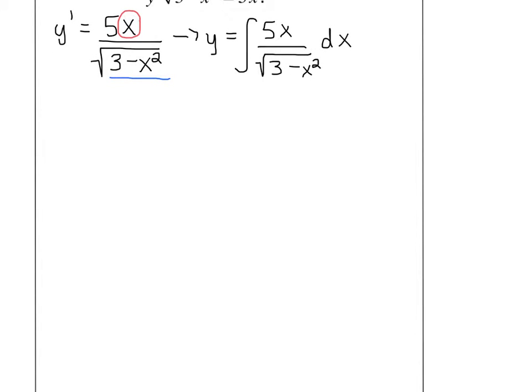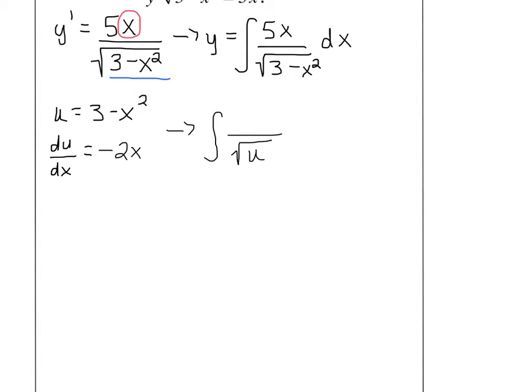All right, so a good choice for you would probably be 3 minus x squared. Then let's go ahead, get du/dx, which would be negative 2x, and let's start rewriting. Okay, so instead of writing root 3 minus x squared in the bottom, I will just write root u. Okay, and now I need a substitution here. Let's see, I don't think I'm going to end up eliminating the 5 anyhow. I'll just write that in.